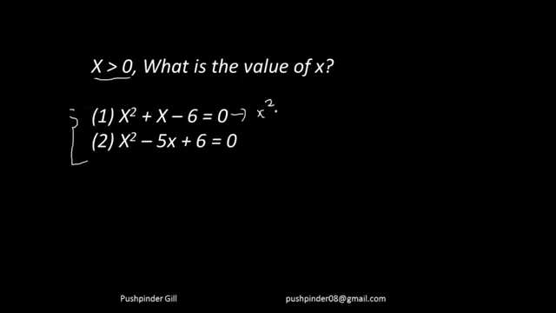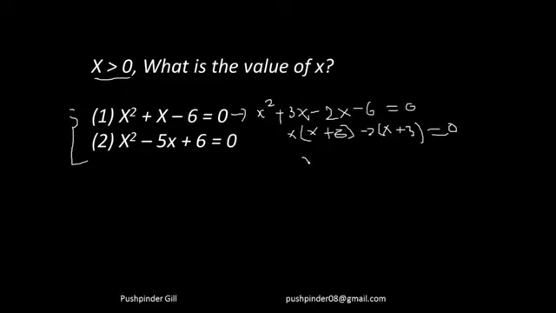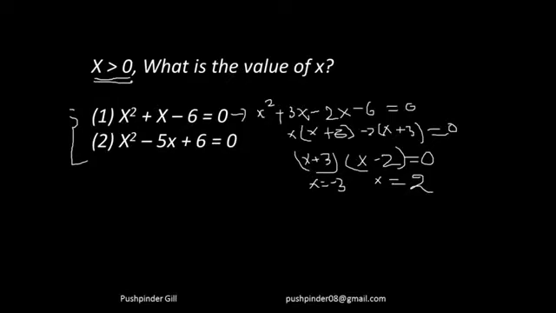If I try to split the middle term, I get x square plus 3x minus 2x minus 6 equals 0. If I take x common, x plus 3, and minus 2 common, again x plus 3, then it again gives me 0. So that means x plus 3 into x minus 2 is equal to 0. So x can be either negative 3 or positive 2. Now I've got two answers, but hold on, the universal fact says that x is positive. That means I can very well eliminate negative 3. That means my answer is 2.